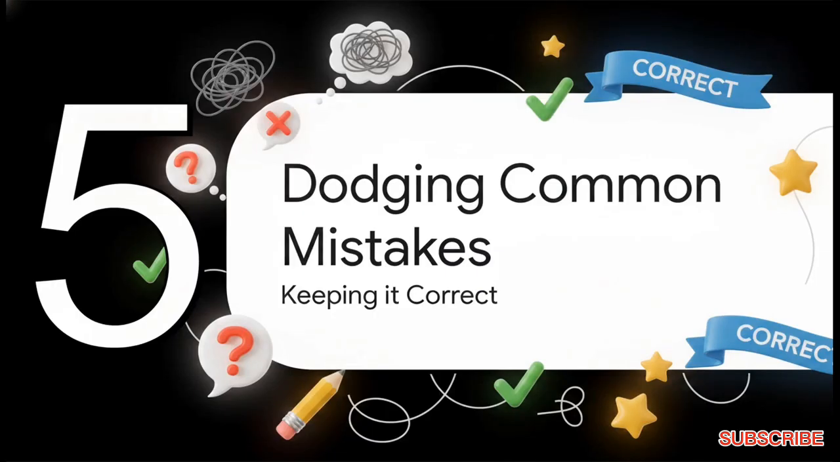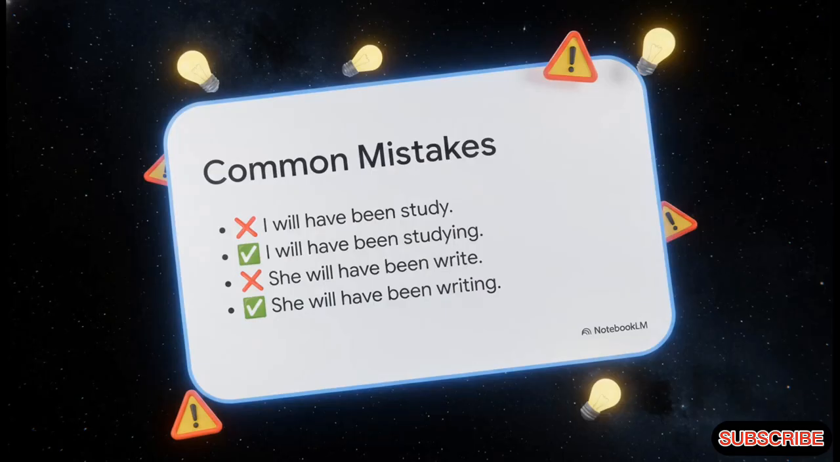Section 5, dodging common mistakes. Keeping it correct. A really common trap I see all the time is forgetting to add the ing to your main verb. You simply cannot say, I will have been study. That totally breaks our magic formula. You absolutely must add the ing to show that the action is continuous. The correct version is, I will have been studying. It's the same deal with the next example. It's not, she will have been write, but rather, she will have been writing. Always, always remember that ing.